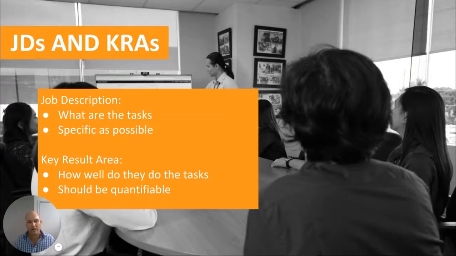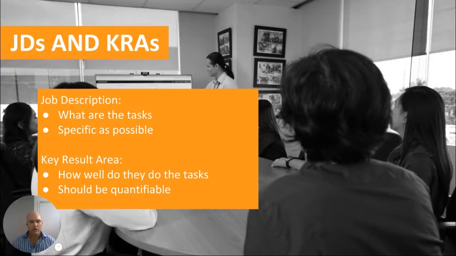Now, look, it's fine to have a catch-all at the bottom of the job description saying something like, "and any other tasks that are deemed appropriate for this position." But for all of the tasks outlined, be as specific as possible, just so that you and the staff member are all on the same page and there's no gray area.